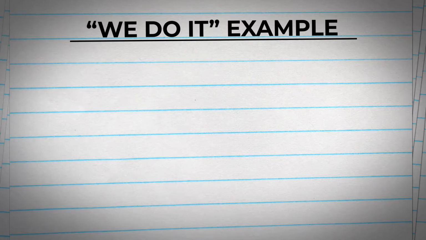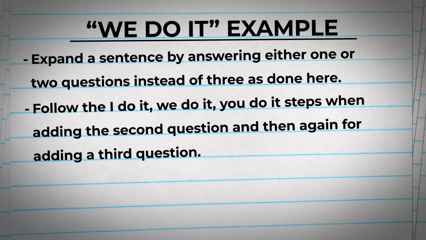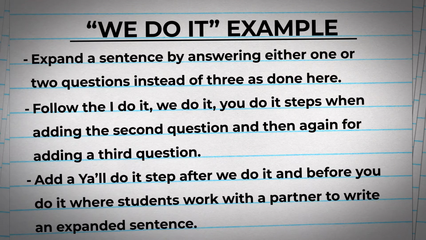More layers of scaffolding might be necessary to help struggling writers to expand sentences. For example, you might 1. Expand a sentence by answering either 1 or 2 questions instead of 3 as done here. 2. Follow the I do it, we do it, you do it steps when adding the 2nd question and then again for adding the 3rd question. Add a you all do it step after we do it and before you do it, where students work with a partner to write an expanded sentence.